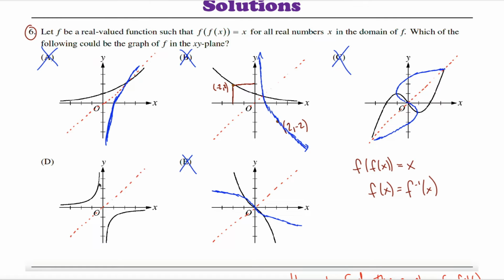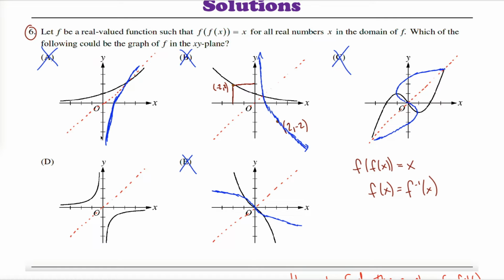Maybe you can see how if we took this portion of the graph and reflected it over this line, it would land on this portion of the graph. And if we took this portion of the graph and reflected over this line, it would land on this portion of the graph. If you have a hard time drawing these graphs in blue, you really don't need to draw the graphs in blue in order to eliminate these answers.